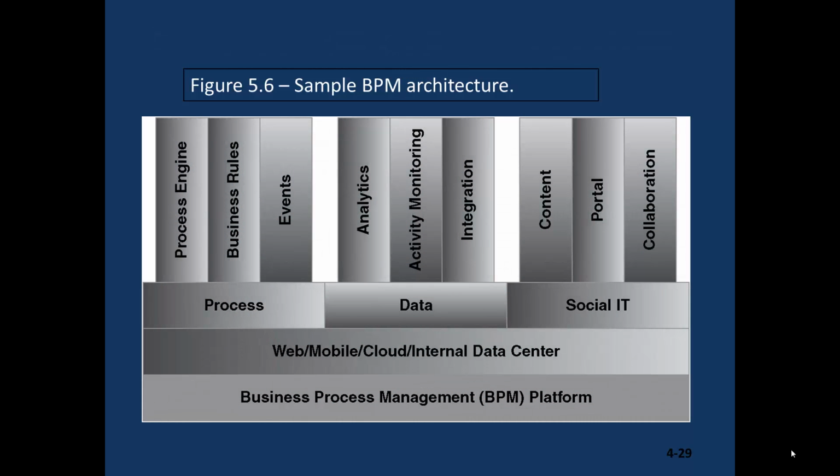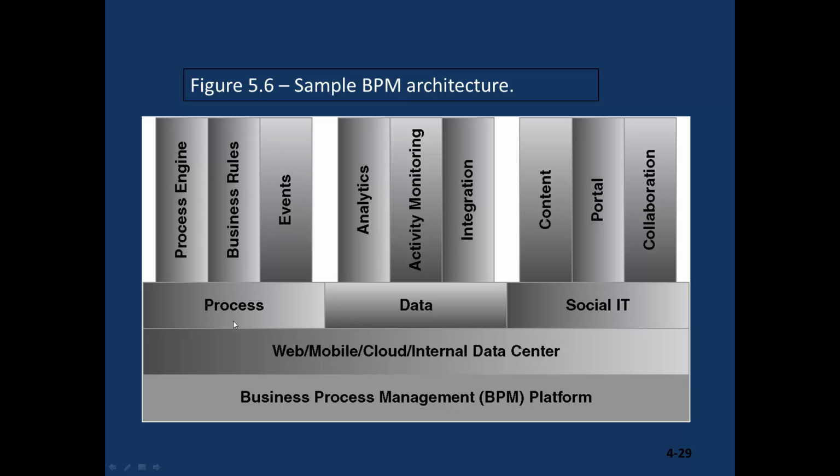So a sample business process management architecture, you see you've got a business process management platform, which is likely closely connected to your ERP system or other business software. You have a data center that's also there that crosses all of these. You have process data, you've got social IT that can help build on top of this. So you have activity monitoring, you have analytics tied to your data. The process part, you've got a process engine, business rules, events.